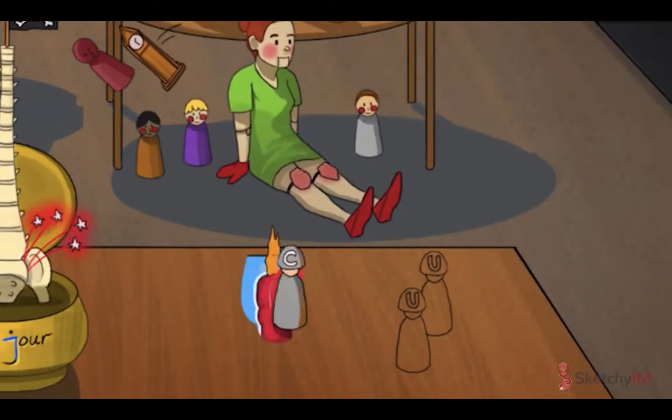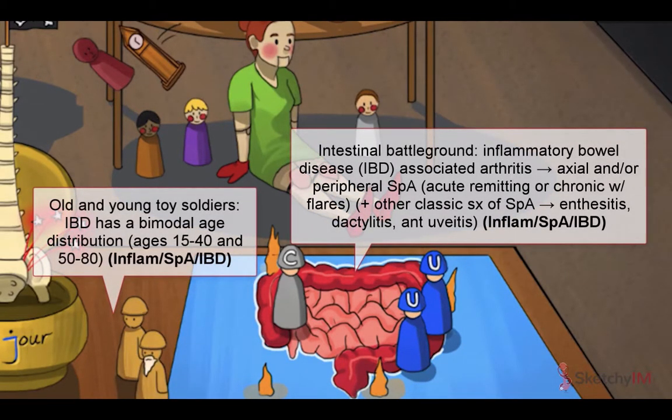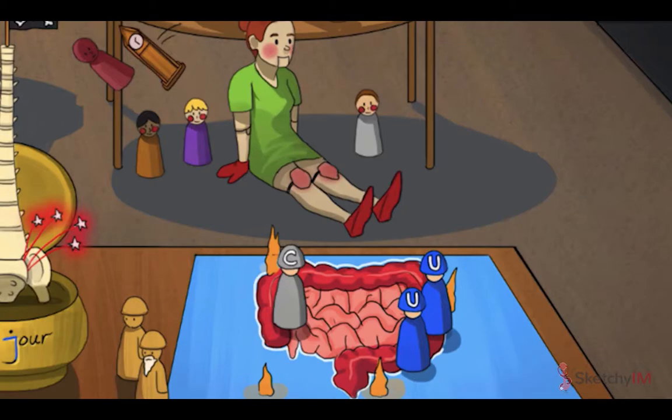All right, on to our last spondyloarthritis condition, inflammatory bowel disease associated arthritis. Most cases of IBD present in persons between 15 and 40 years old. There is also a second peak in disease incidence among 50 to 80-year-olds. A significant minority of patients with IBD will develop arthritis, including peripheral and/or axial spondyloarthritis. The arthritis can be acute and remitting or chronic with flares. And keep in mind that other peripheral spondyloarthritis symptoms are common as well, including enthesitis, dactylitis, and anterior uveitis.